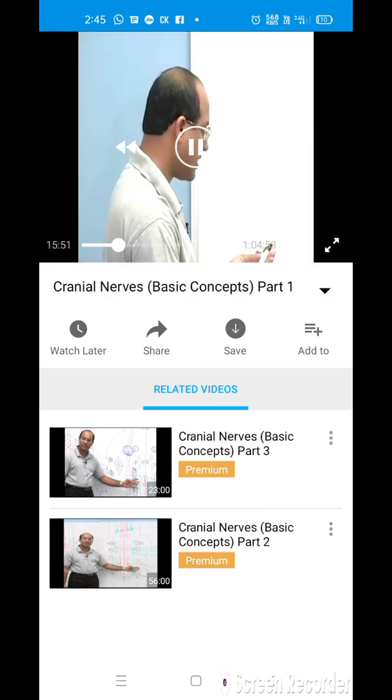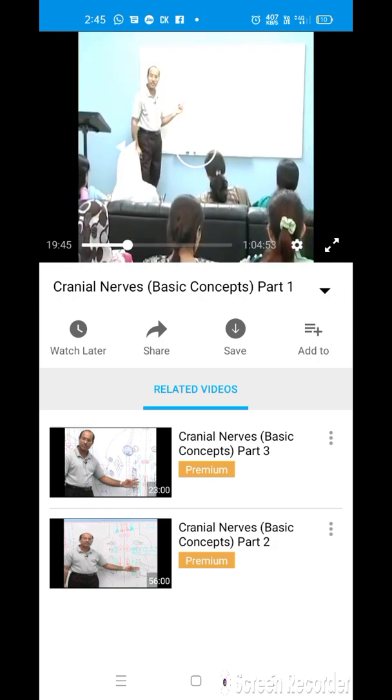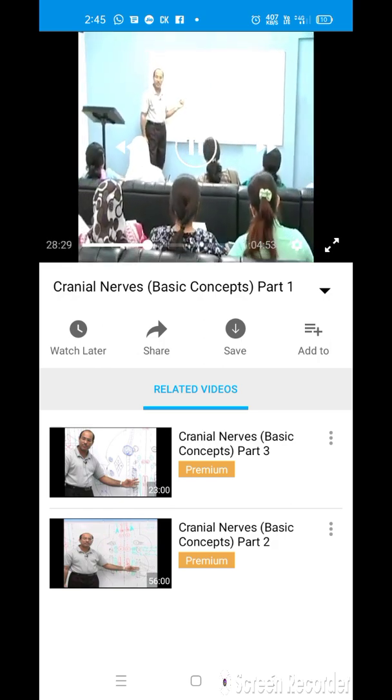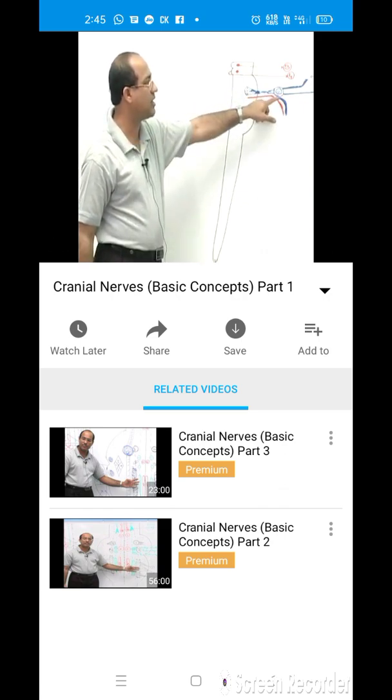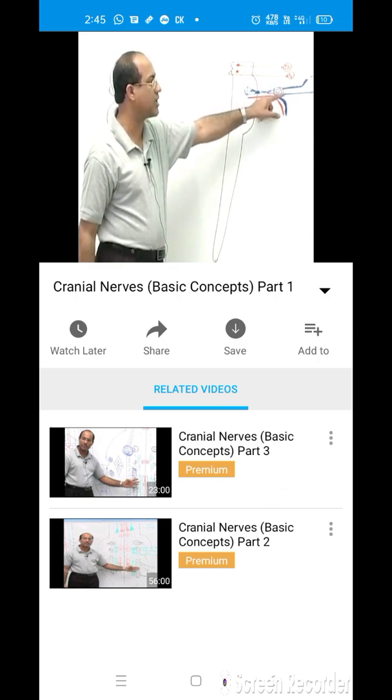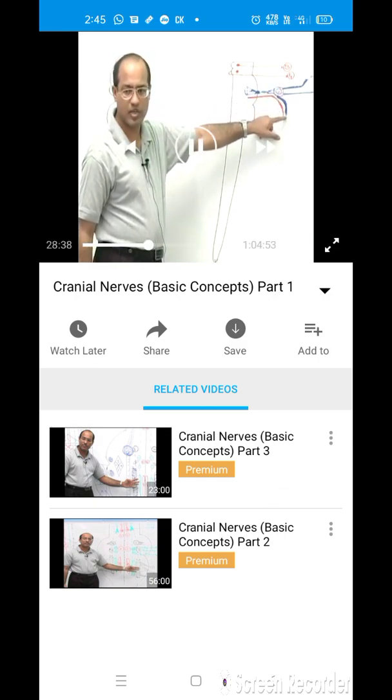Talking about the midbrain. Sensory root is connected anteriorly with the trigeminal ganglion, which has 3 divisions: ophthalmic division, maxillary division, and mandibular division.